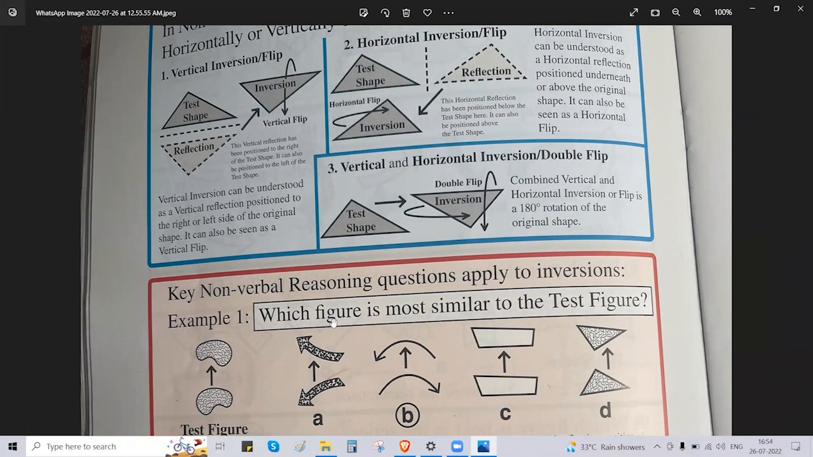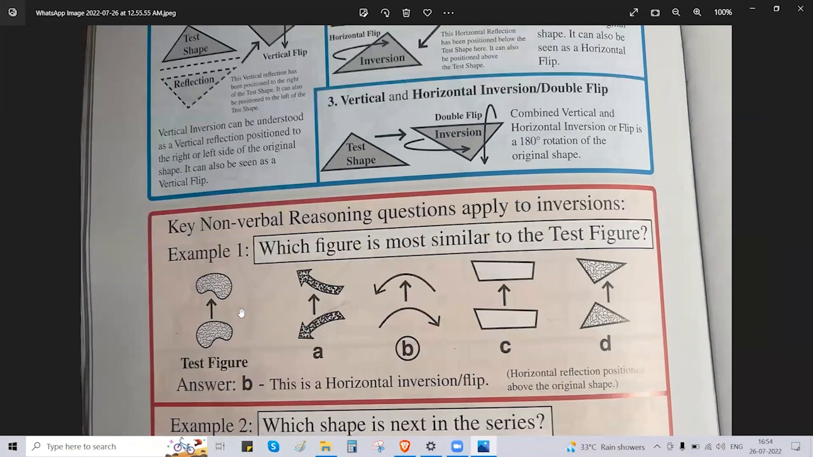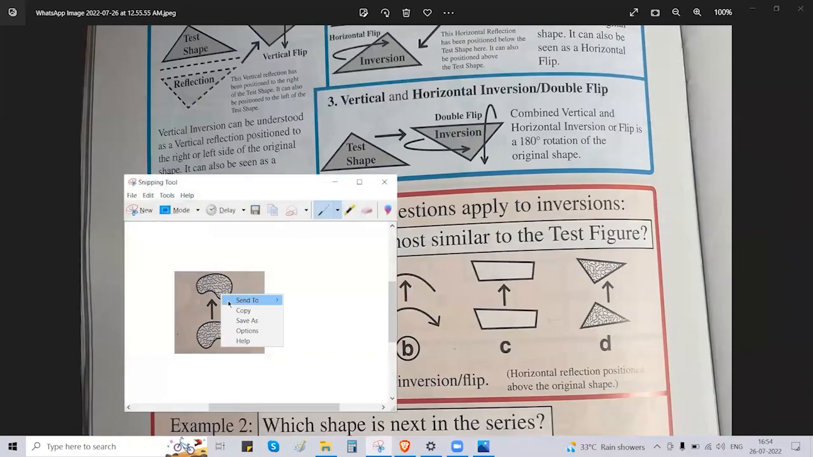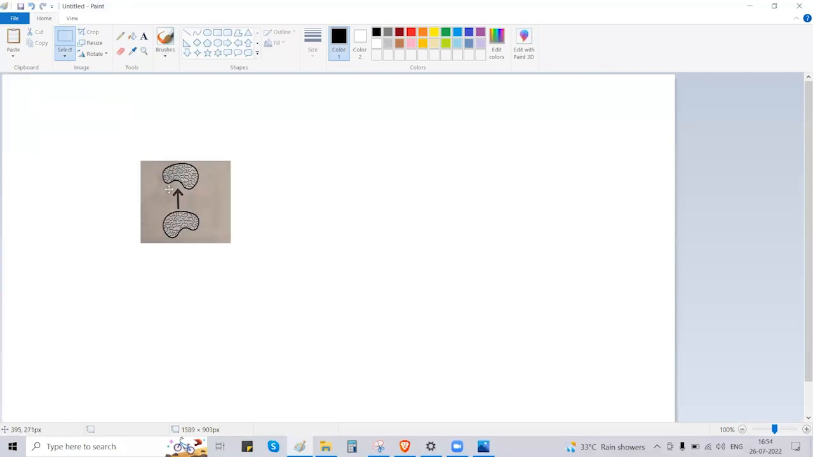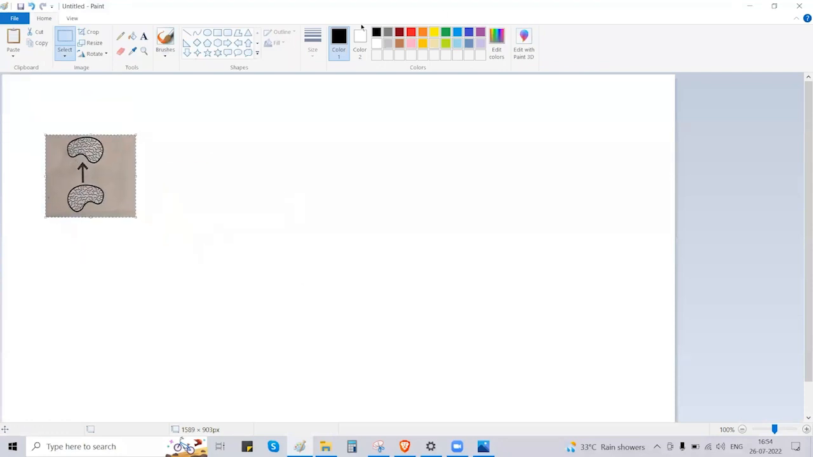Whenever we are trying to work out what type of flip it is, or whether it is a right flip or not, just try to imagine a mirror between the original shape and the reflection. It can be vertical, it can be horizontal. Let me give you an example, though you have explained it. Let's see how it actually works. This was the original image, right?